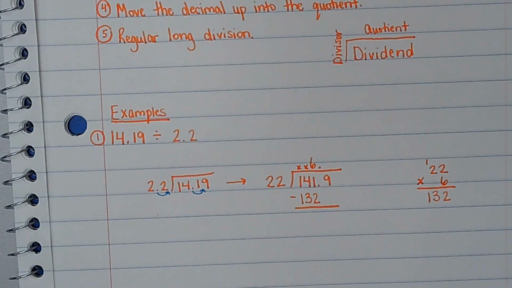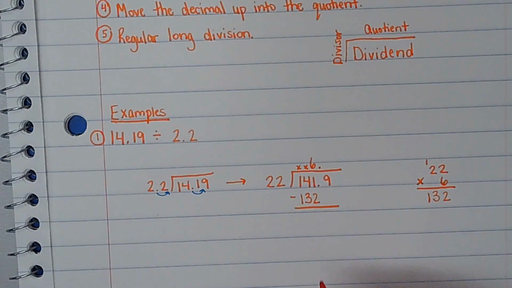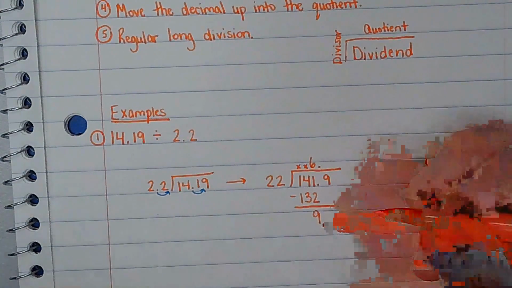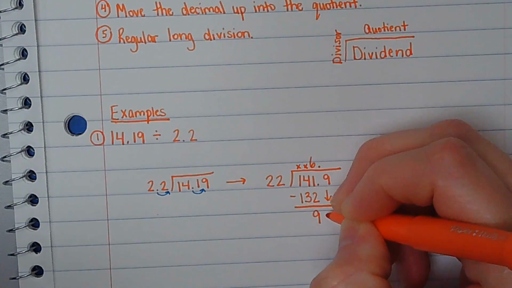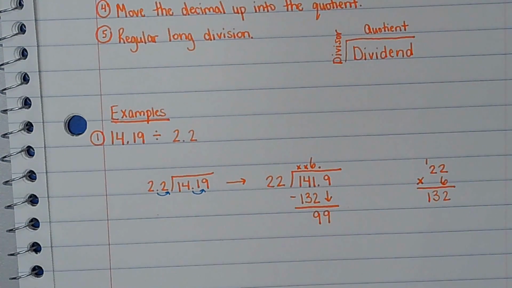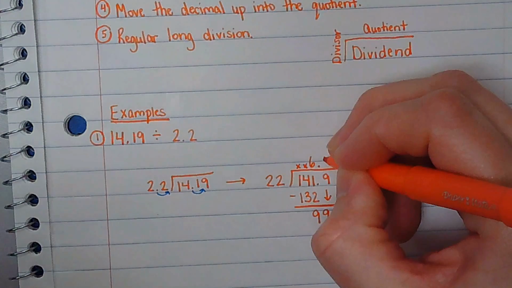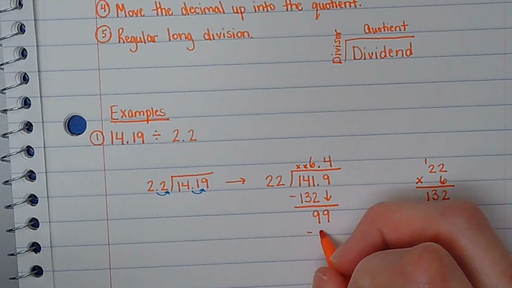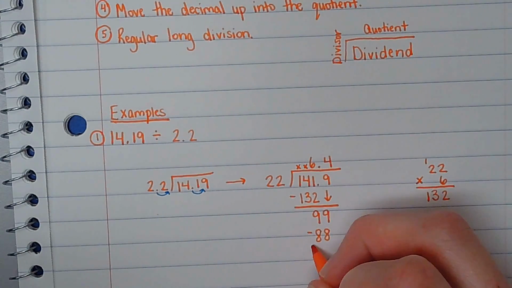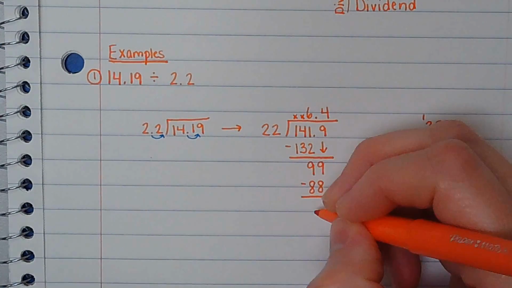All right, divide, multiply, subtract. Here I'm subtracting. So 141 minus 132 is 9. All right, next step was bring it down. You bring down the next number. Okay, how many times does 22 fit into 99? It fits into it 4 times. Because like I said, 4 times 22 is 88. Now I need to subtract. So 99 minus 88 leaves me with 11.